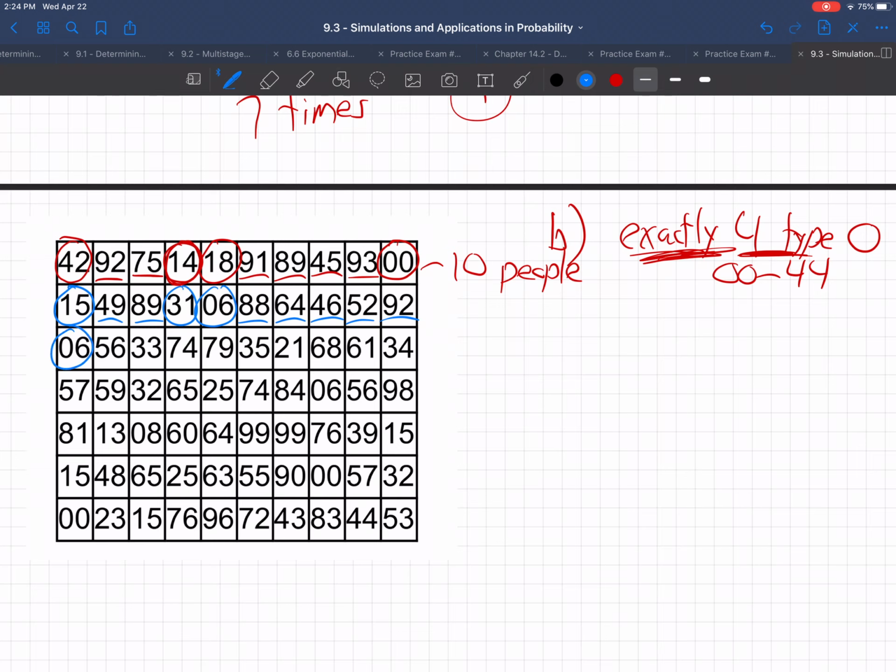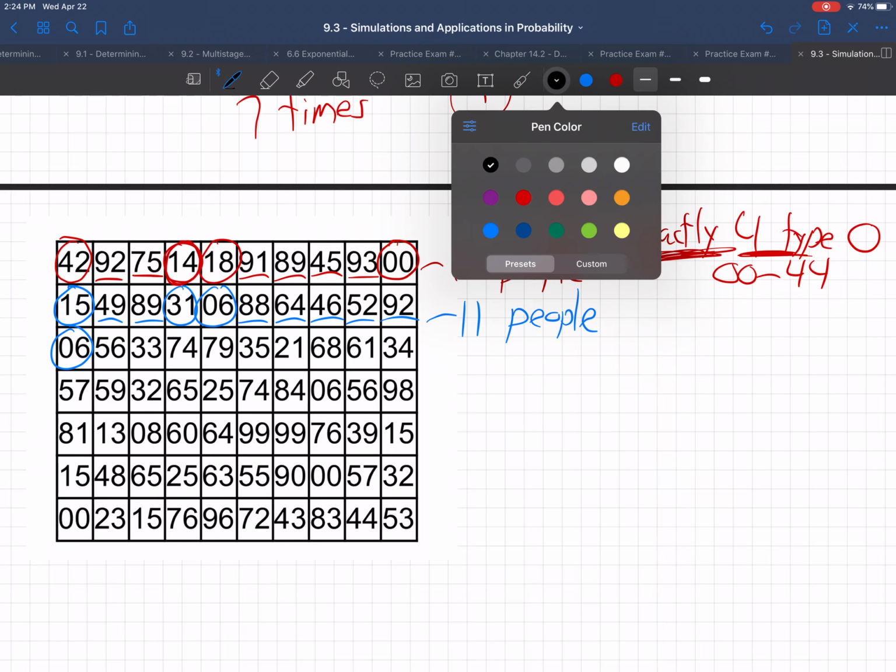Next one, 06, bingo. That took us 11 people, because a whole row is 10, right? So that took us 11 people before we could get our 4th patient that had type O blood.